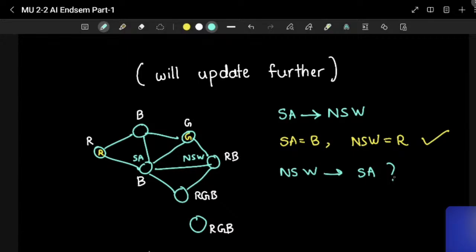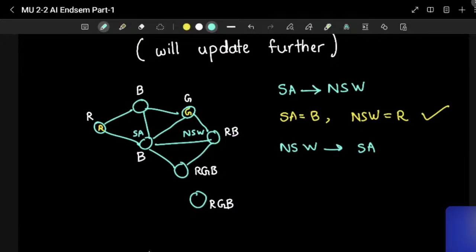Is the arc NSW, SA consistent? So you'll have to look at all values in the domain of NSW. In NSW you have R, you have B also. Now you have to check if, for each of these assignments, you have some consistent value for SA.